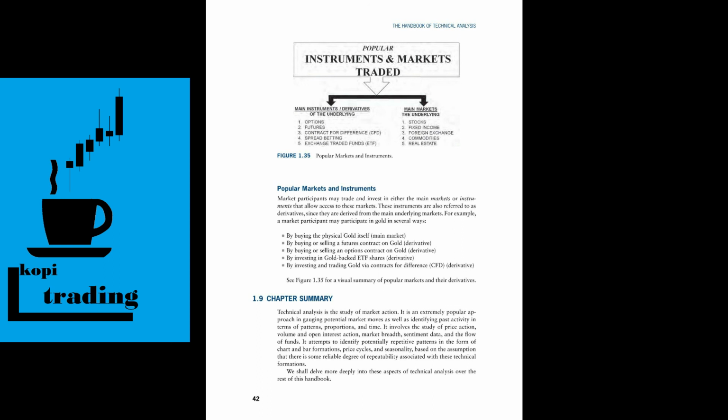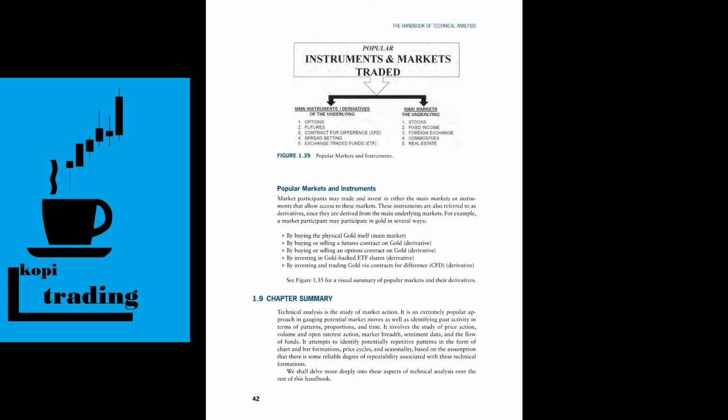By buying or selling a futures contract on gold, derivative. By buying or selling an options contract on gold, derivative. By investing in gold-backed ETF shares, derivative. By investing and trading gold via contracts for difference, CFD, derivative. See Figure 1.35 for a visual summary of popular markets and their derivatives.